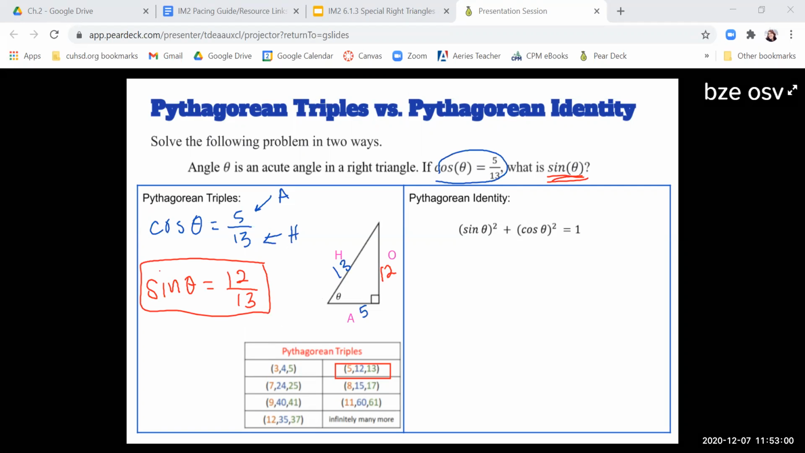Be careful with your ratios that the opposite is always the top of the fraction and the hypotenuse is always the denominator. It's really, really important. Otherwise, it'll be off. It's 12 on the top over 13.